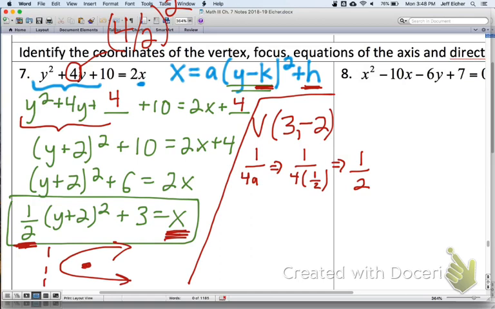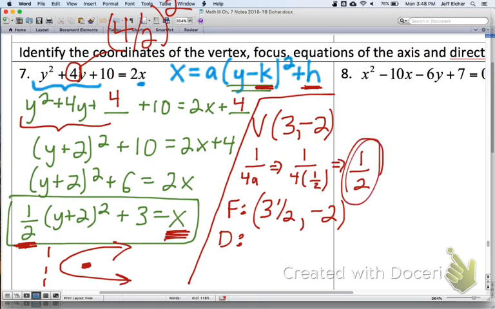So the focus is, take the coordinates of the vertex. Here's the focus, it's going to be 1/2 to the right of the vertex. So you're going to add the 1/2 to the x coordinate, and the y coordinate stays the same. The directrix, you're going to subtract this 1/2 right here from the x coordinate of the vertex, so that would be the line x equals 2.5.